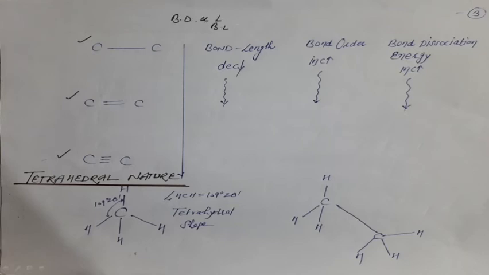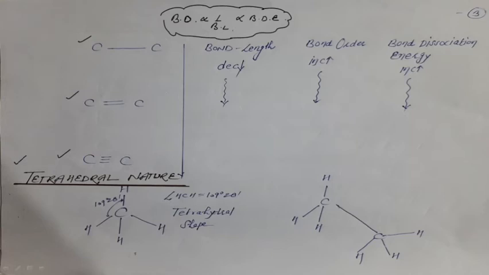And if bond order increases, what will happen to the dissociation energy? Bond order is directly proportional to bond dissociation energy. So this is the conclusion and the relation between bond order, bond length and bond dissociation energy.